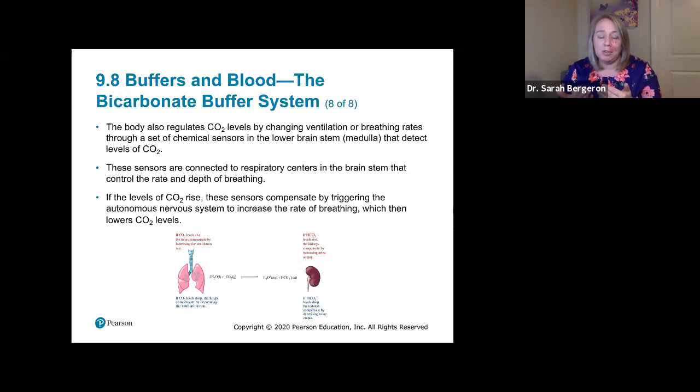This is what happens when you exercise, right? When you're just sitting there, you have a certain breathing rate, but if you go and do exercise, your breathing rate is going to increase so that you can then lower your CO2 levels again. So that's a really common way that the body handles that change in carbon dioxide. So let's go do some problems.